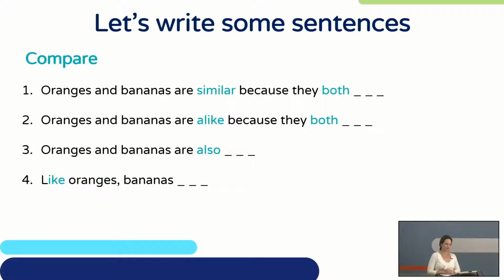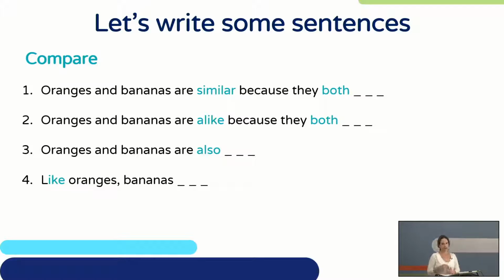Now, let's write some sentences. We're going to do some sentences first about comparing. Okay, let's read them together. Number 1, oranges and bananas are similar because they both.